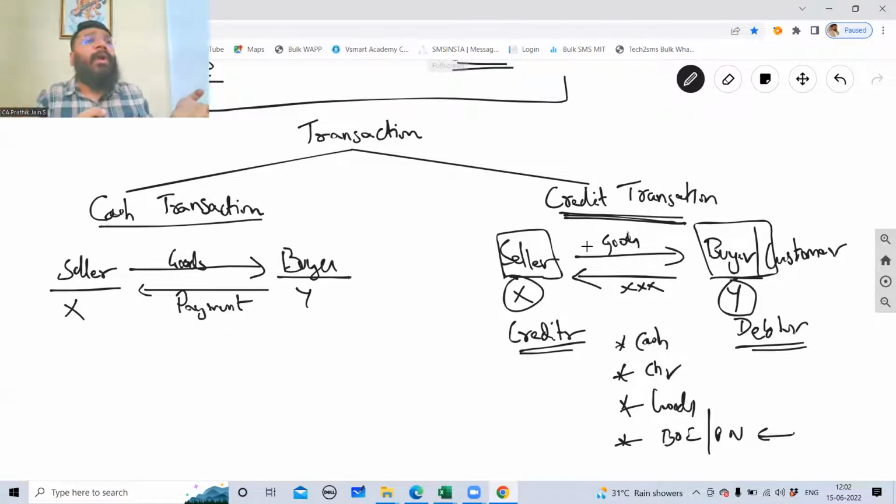In cash transaction, what happens? I sell the goods, you give me the money, relationship is over, contract is over. But in credit transaction, I've only sold you the goods, you have not given me the money. The contract still prevails. And you say that we'll make the payment at the later date. By that virtue, this concept of bills of exchange and promissory note comes into the picture. Now we need to understand what is the meaning of bills of exchange and a promissory note.